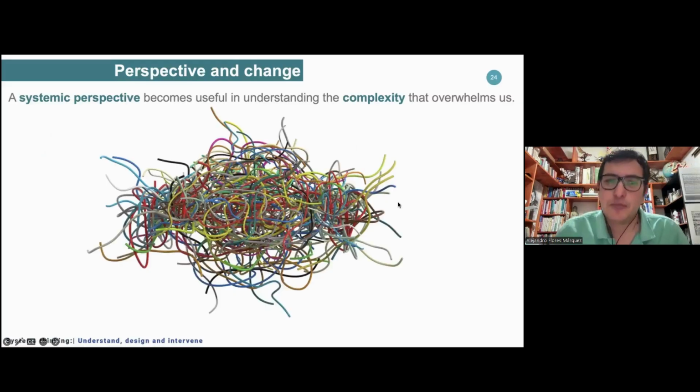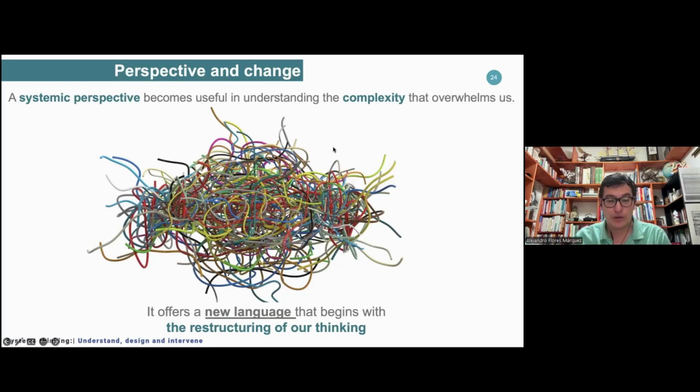Then systemic perspective becomes useful in understanding the complexity that most of the time overwhelms us. I mean, climate change, food security, circular economies, those are very overwhelming issues. But systems perspective gives us a new language that begins with the restructuring of our thinking. So how we think about things does create a different vantage point.